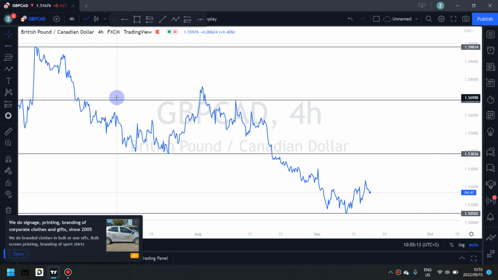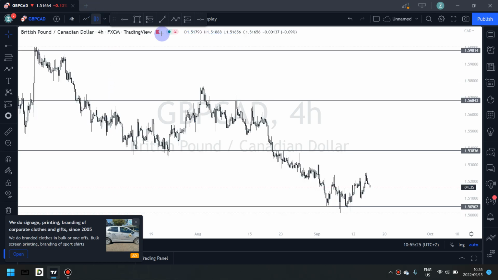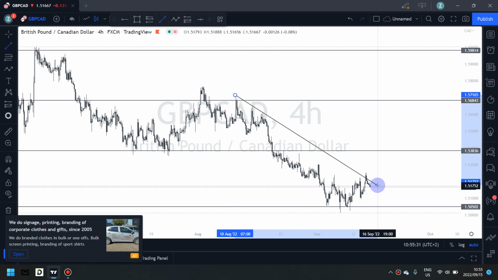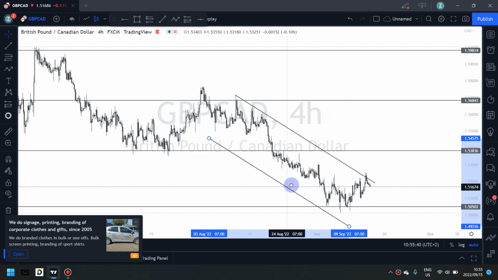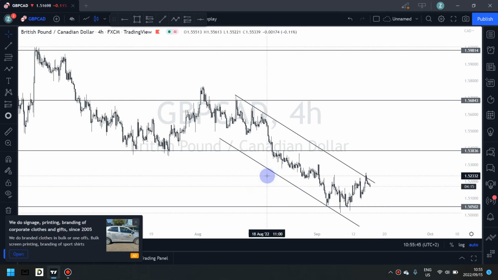I always start from the 4-hour time frame. What I do is switch to a line graph to identify my key levels and the overall direction of the market. So now, catering for the overall direction of the market, I am seeing this trend line here, and catering for the supporting trend line of the structure would be there.